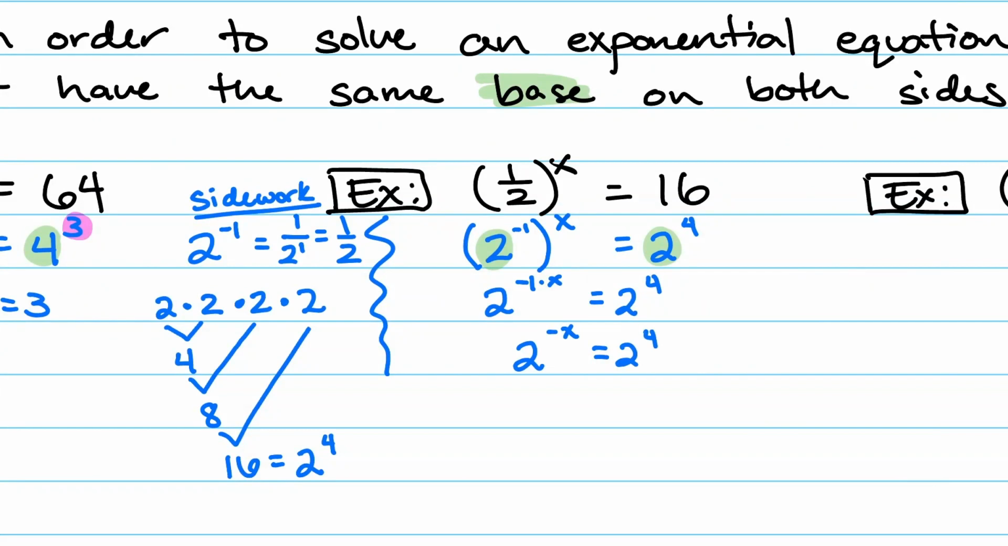Now I can finally say that these 2's down here on the bottom match up. Therefore, these exponents up here must also match up. So negative x must be equal to positive 4. We're going to divide both sides by negative 1, and I can say x is equal to 4.